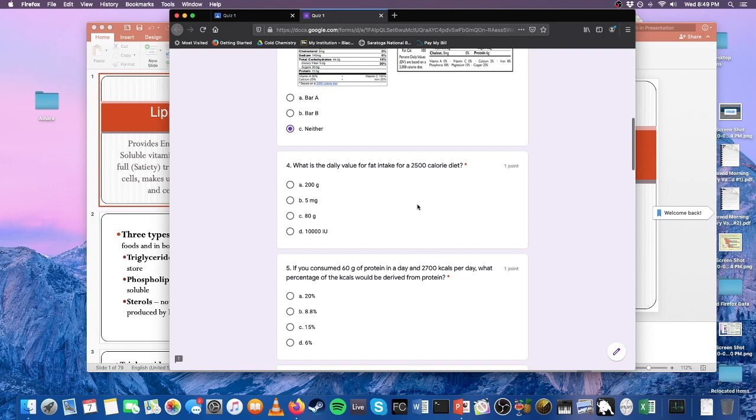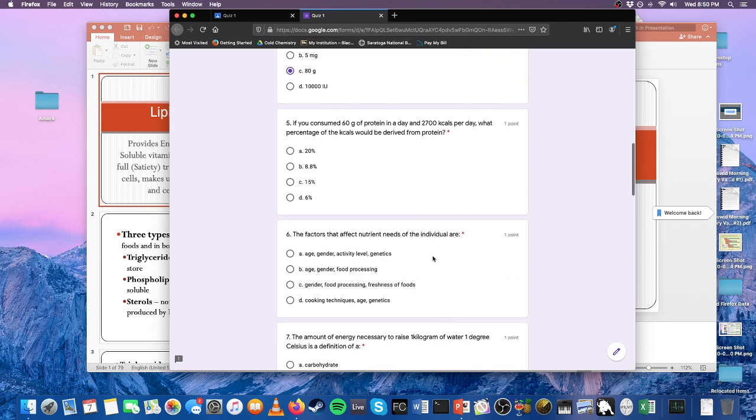Question 4. What is the daily value for fat intake for a 2,500 calorie diet? So the way that you figure out fat intake for a 2,500 calorie diet is you either look at a food label that tells you how many grams of fat you should be taking in, or you could know that you need to take in 30% or less of your calories from fats. And so if you're on a 2,500 calorie diet, then you would multiply 2,500 by 0.3 for 30%, and that gives you a total of 750 calories from fat. And then you know that there are 9 calories per gram, so you divide by 9 and you get 83.33. And it says that you want to get less than that amount, and 80 grams is less than that amount, but close to it.